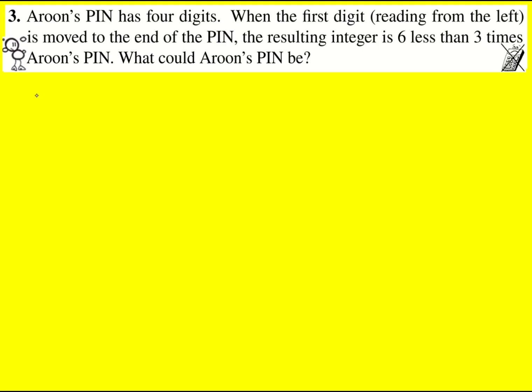Arun's pin has 4 digits, so I'm going to call it A, B, C, D. And then when the first digit, reading from the left, is moved to the end of the pin, so it would become B, C, D, A, the resulting integer is 6 less than 3 times Arun's pin.